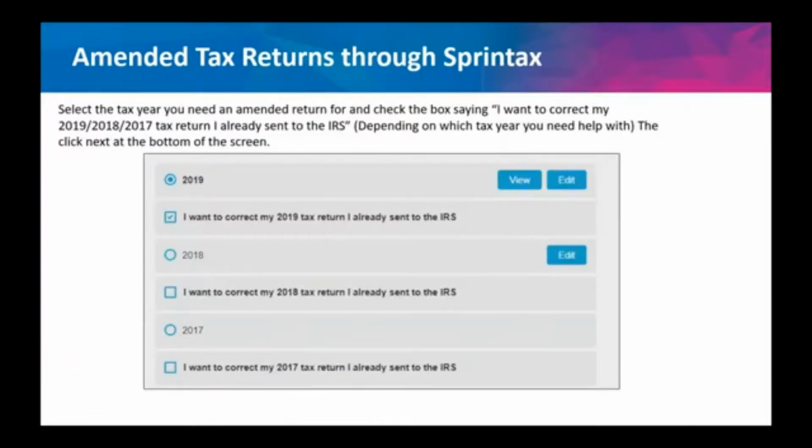And from that point on, we'll then need you to select the tax year that you need assistance for. For example, you'll see here on the screen that I've outlined that I want to correct my 2019 tax return that I already sent to the IRS. You can also choose to select previous years such as 2018 or 2017, as you'll see here.